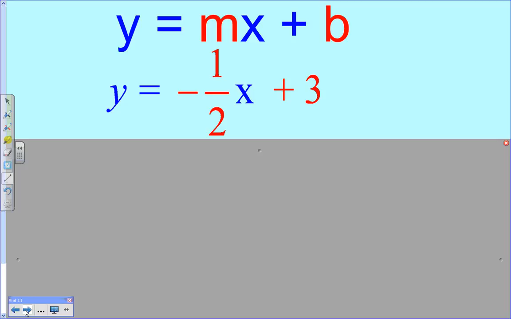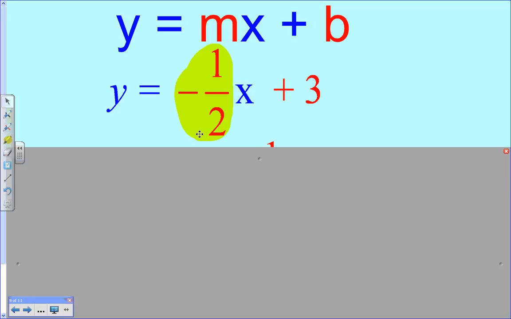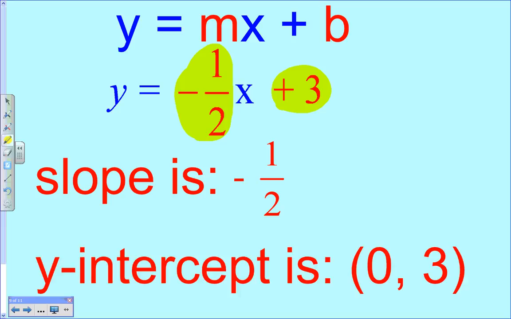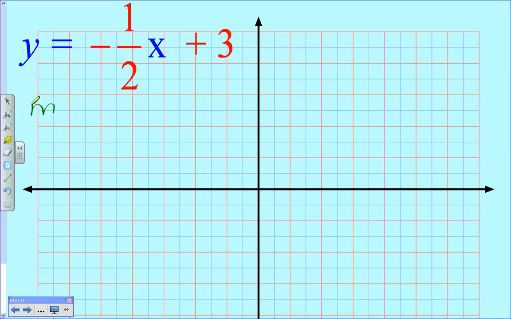Here's another example. This time you have a slope that is a fraction, the number in front of the x again. This time, negative a half. That means your slope is negative 1/2. The number following the x, positive 3, tells you that your y-intercept has to be, as an ordered pair, (0, 3). If we're going to graph that, our slope is negative 1/2, and our y-intercept again, (0, 3).